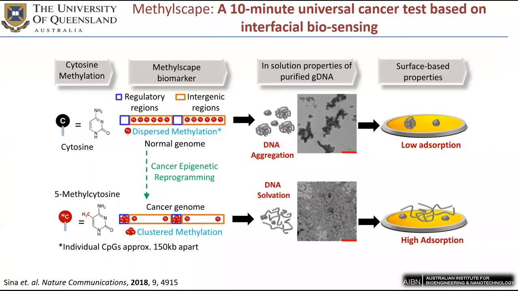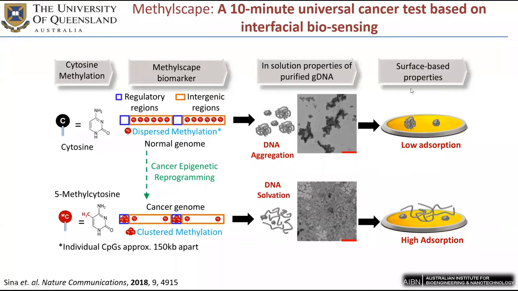So the hydrophobic methyl groups make normal DNA highly hydrophobic, and that's why when they are in water, they create aggregates. But in the case of cancer DNA, they are less hydrophobic, so they are more dispersed in solution. We also discovered that these differences in solvation behavior can influence their surface-based properties as well. We found that normal DNA has low adsorption towards the gold surface in comparison to cancer DNA.